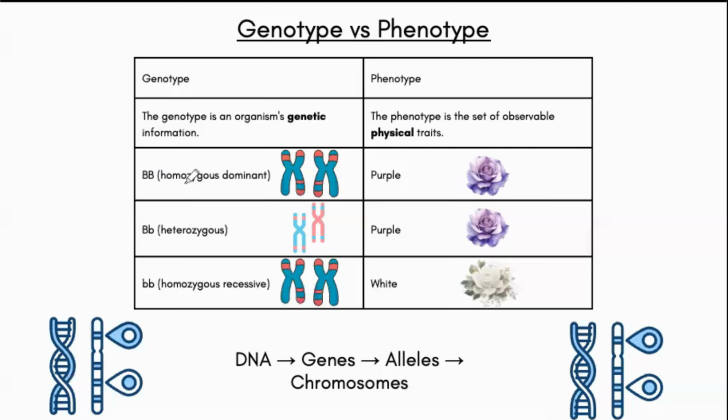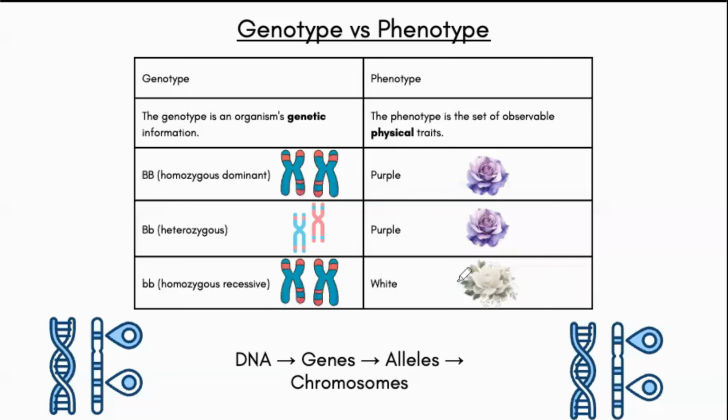So let me recap. If you have two big B's, that means you have two dominants, so it's going to take on the personality of the dominants. Two big B's are also referred to as homozygous dominant. Say, for example, homozygous dominant means the color purple. Okay, so then it shows the color purple.